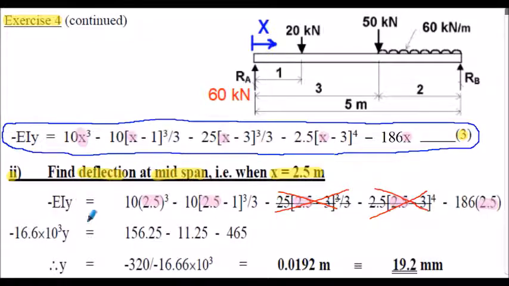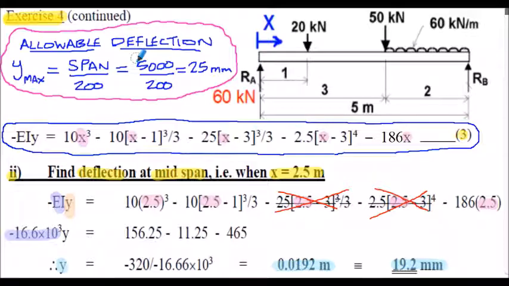I can now solve the equation for the value of y, noting the value of EI we calculated previously, the negative 16.6 times 10 to the 3. So evaluating for y, the deflection at the midspan is 0.0192 meters or 19.2 millimeters.